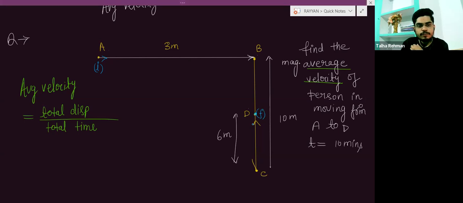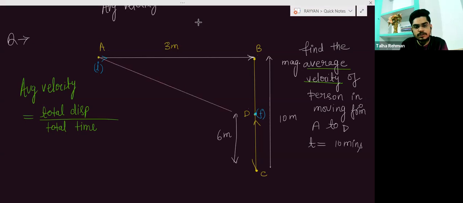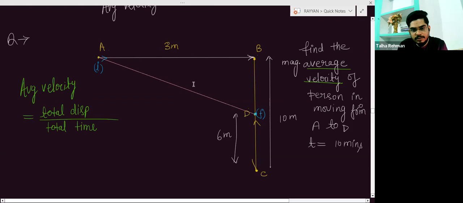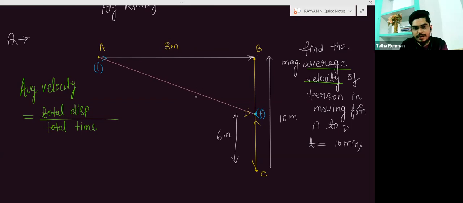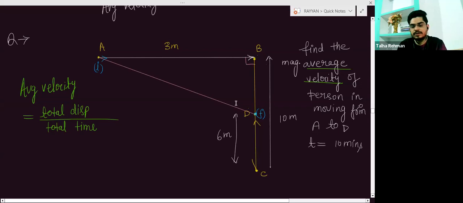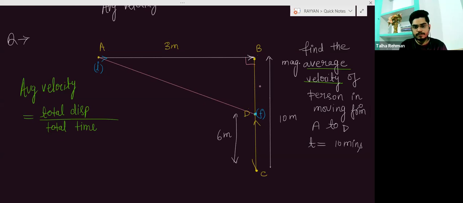So what we will do? We will join these 2 points, initial and the final position, like this. Basically, this will be the displacement, and this angle is 90 degree. So it will become a triangle ABD. And what will be this distance, BD? Can you tell me the BD distance? 4. Yeah, very good. It will be 4 meter.